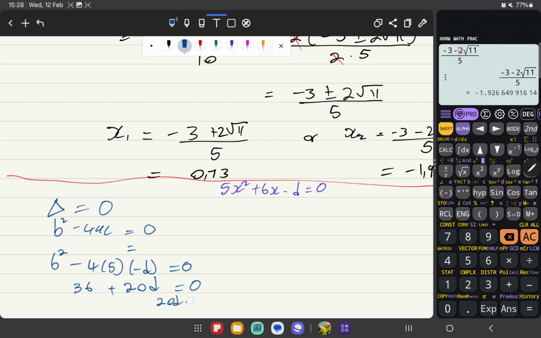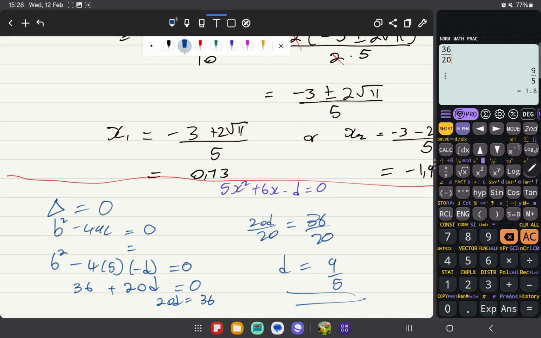Saying 20d equals 36. Divide by 20 on both sides, so you have 20d divided by 20 equals 36 divided by 20. Then d equals 36 divided by 20, which is 9 over 5. Right, so that's the value of d. d has to be 9 over 5, and then you're done solving this problem.